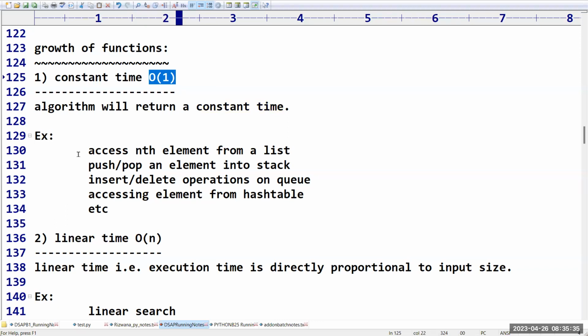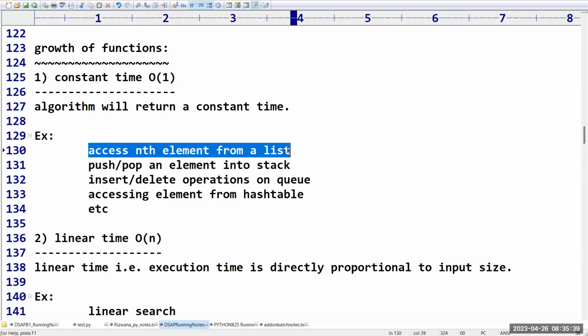Let me give an example for such a type of algorithm. Assume I want to access the nth element from the list. Assume I have 10 elements in the list and I want to access the fifth element. How are we going to write code for that? L of 5, or A of 5. It is going to return the fifth element. How many instructions are required? Only one line of code is sufficient. It is going to take unit time, constant time.